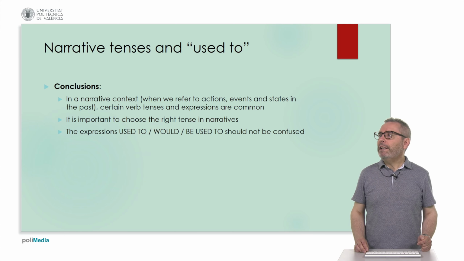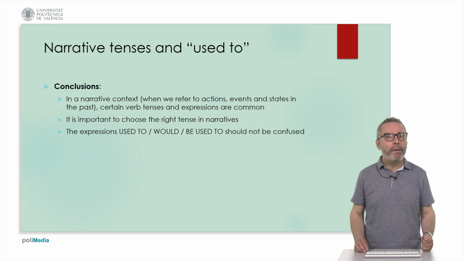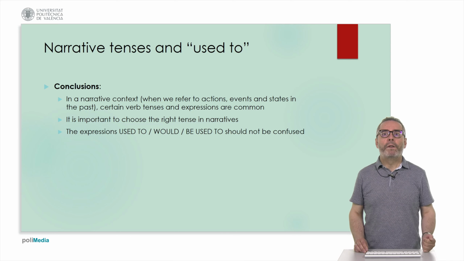As a conclusion, in a narrative context, that means when we refer to actions, events, activities, and states in the past, which is actually a very common function in the English language, certain verb tenses and expressions are common. We have seen them in this presentation. And it is important to choose the right tense in narratives. And the expressions, as we can see, used to and would and be used to should not be confused.